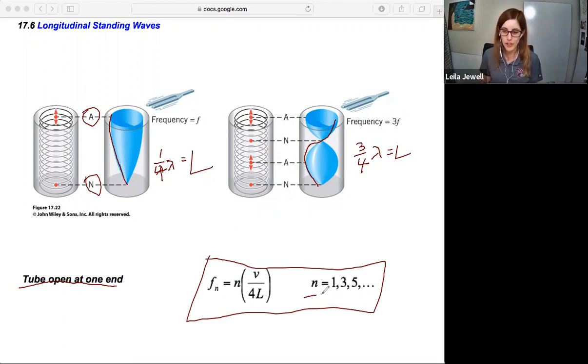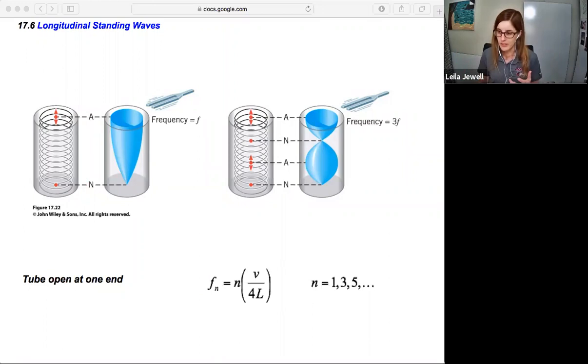And also, the harmonics are different. So the even harmonics get skipped. There's no resonance there that's possible. So n can be 1, 3, or 5 for these open-closed tubes. So that's an important distinction there. That's where you'll want to keep these equations straight on your note sheet. So make sure to do that, to have some good notation there.